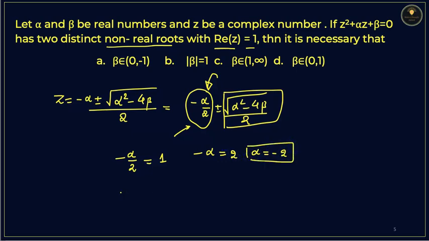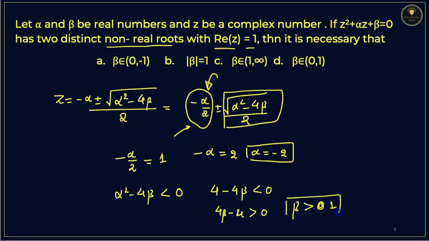The second thing that you have to write is alpha square minus 4 beta less than 0. And here you will write 4 minus 4 beta less than 0. If I am writing it properly, you can write it as 4 beta minus 4 greater than 0, and you will write beta greater than 1, that's the thing that you can write from here. Now, what we can observe from here, beta is greater than 1, which means that option C is correct for the given question.